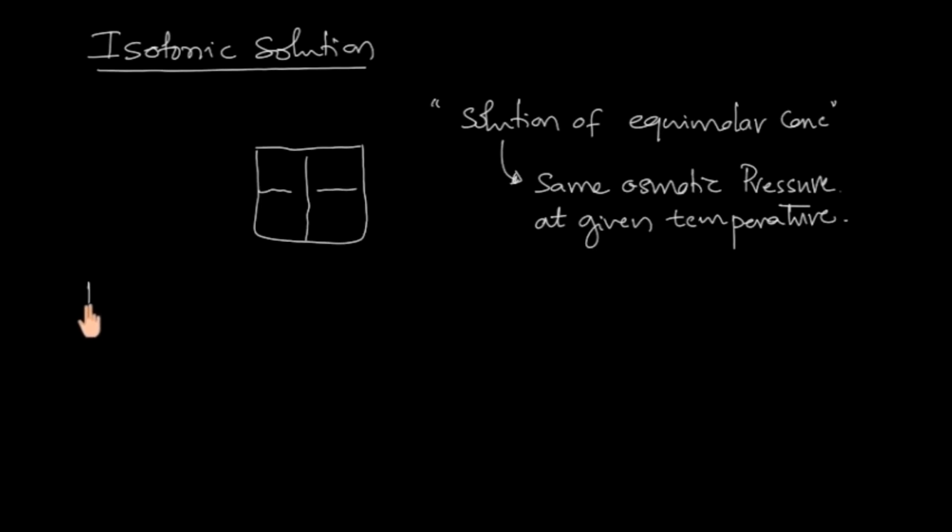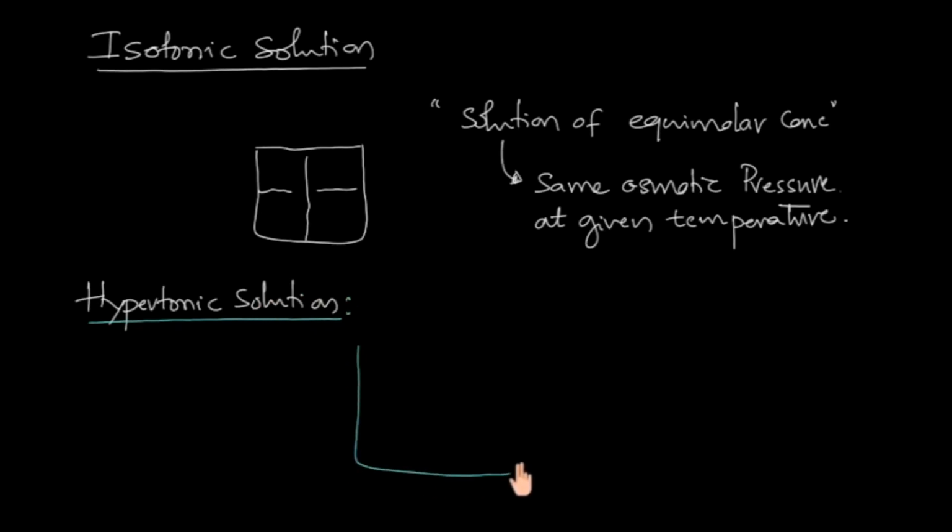Now there is one more such term, known as a hypertonic solution. It is a very simple and beautiful concept, and it is related to isotonic solutions. If there are two solutions in a container, separated by a semi-permeable membrane, this is the semi-permeable membrane, and a certain solution is filled on each side.